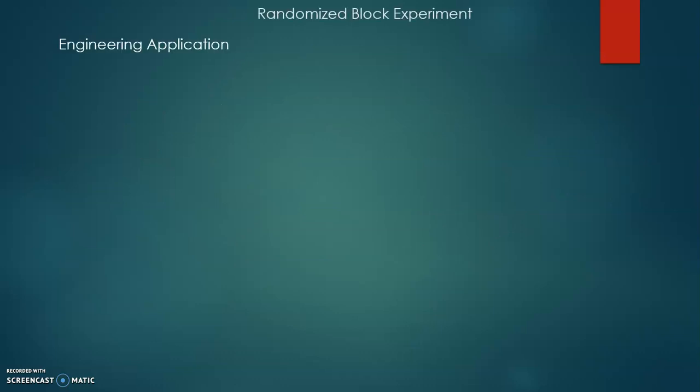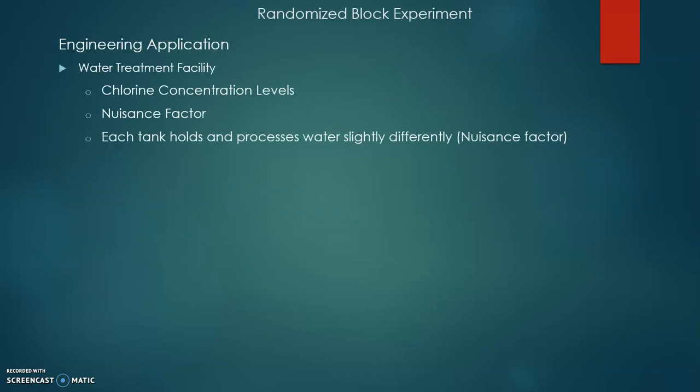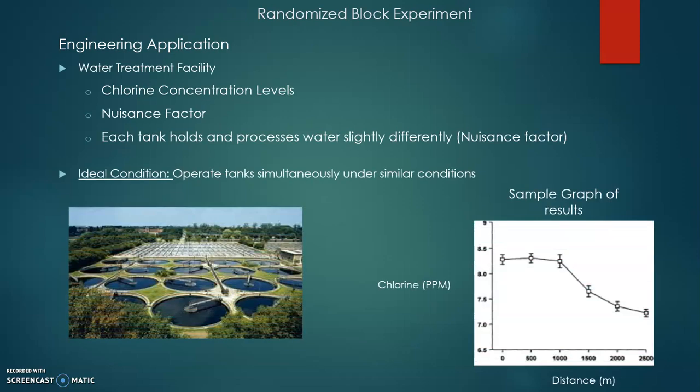Alright, let's discuss a practical engineering example where this method of experimental process can be utilized. Let's take a water treatment facility. So let's say this treatment facility is located in the middle of a city. As a researcher, I am curious to know if the chlorine concentration levels are diminishing the farther away the tanks are from the treatment facility.